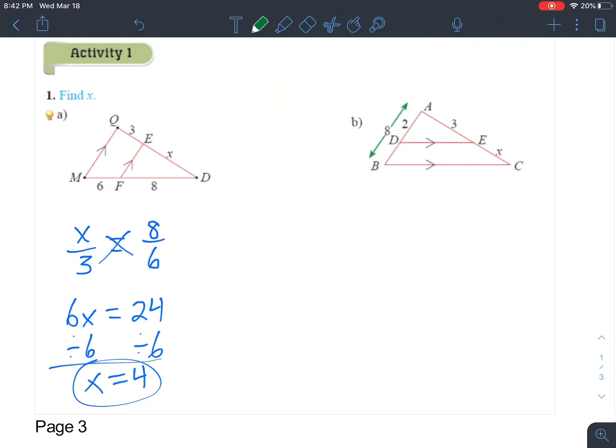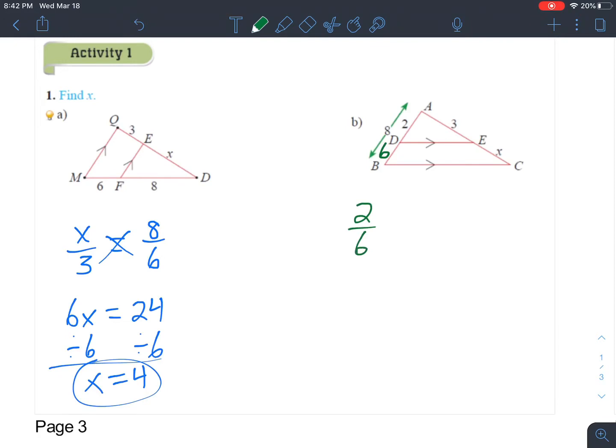Okay, now that you have given that a shot, I am going to demonstrate it for you. What I'm noticing here is that we had one missing part. We didn't know the length of DB yet. However, we did know that the entire length was going to be 8, and we also had the 2 here. So if we subtract, then that had to be 6.